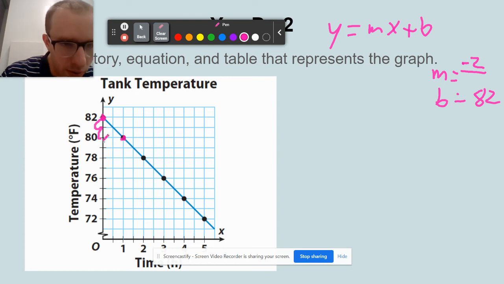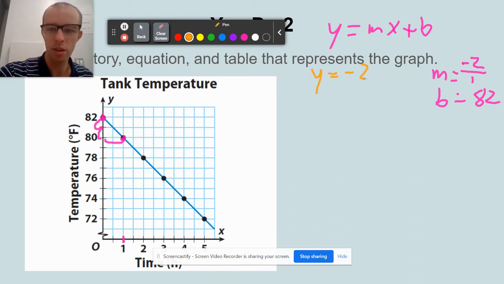And how many do I go over? Well, it looks like I go over 1. Even though there's 2 tick marks, I'm only going over 1. All right, so it looks like my slope is -2/1 or just -2, right? So now I can write my equation. I'm going to plug in y equals -2x plus 82.